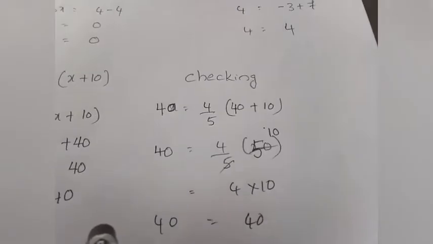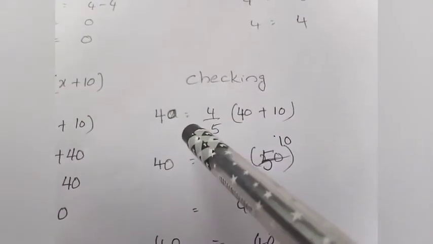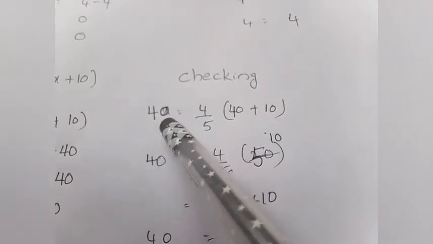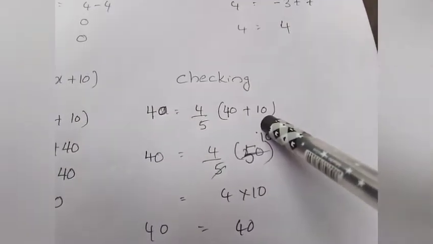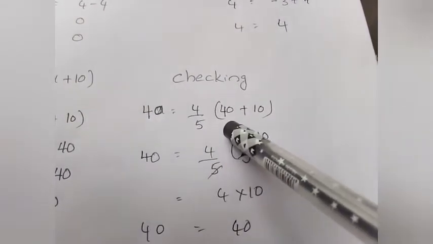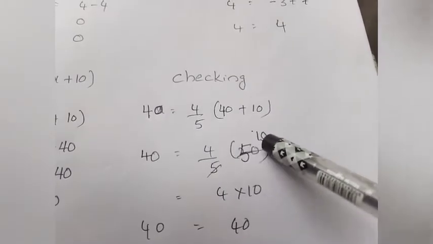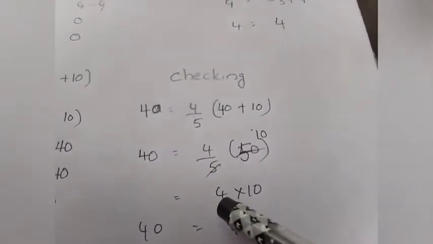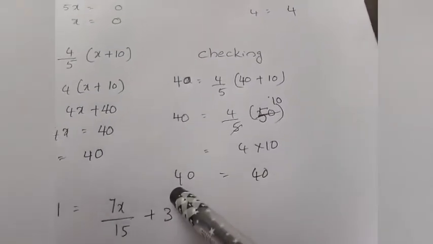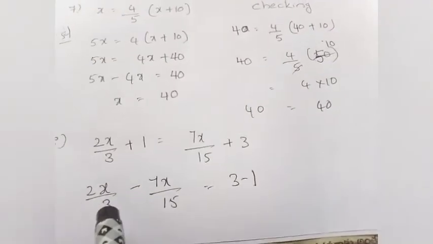Now checking. Substituting wherever x is there, we have to substitute the value of x, that is 40. So 40 is equal to 4 by 5 into 40 plus 10, which is equal to 50. 5 tens are 50. So 4 into 10 here. 4 tens are 40. So 40 and 40.